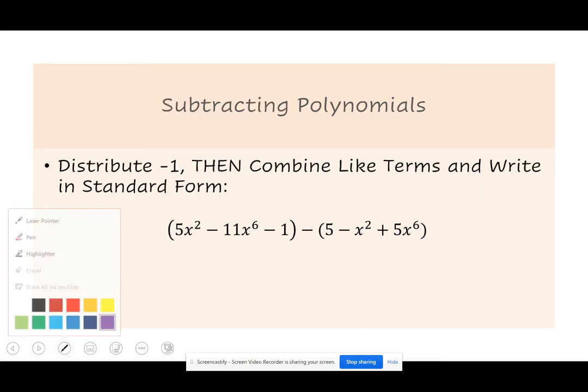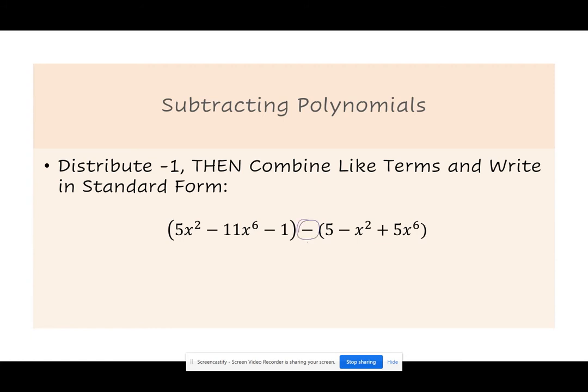Our next one is subtracting. So it's pretty similar to addition, except we have to distribute this negative 1 into the second set of parentheses first. So we have this first set, so 5x squared minus 11x to the 6th minus 1. Just copy that down. Then we distribute this negative 1. So we're going to flip all the signs in our second set. So we have minus 5 plus x squared minus 5x to the 6th.